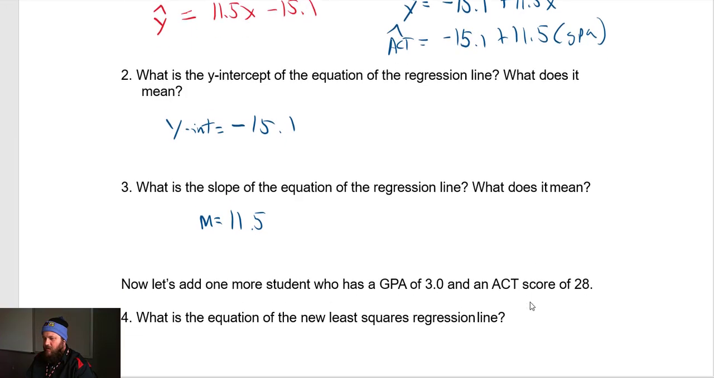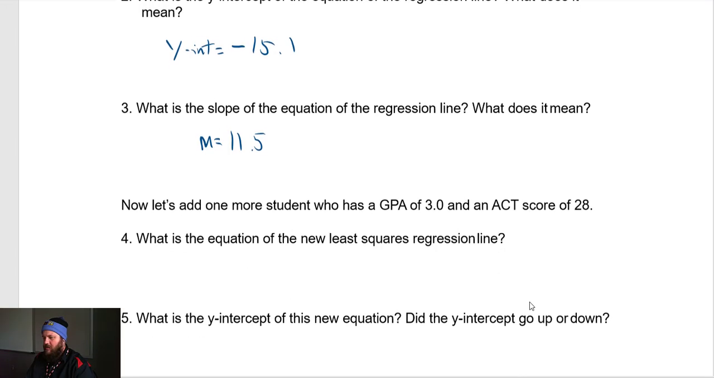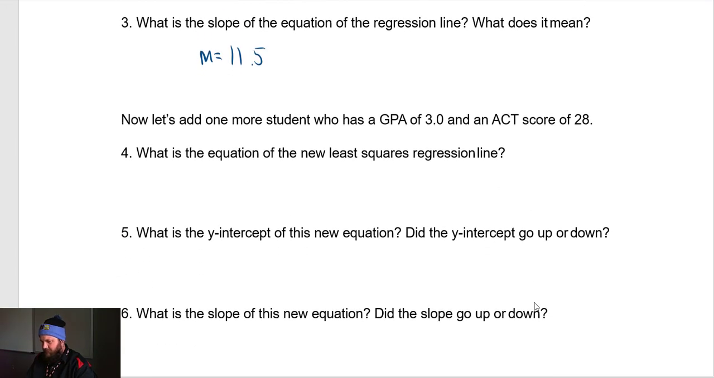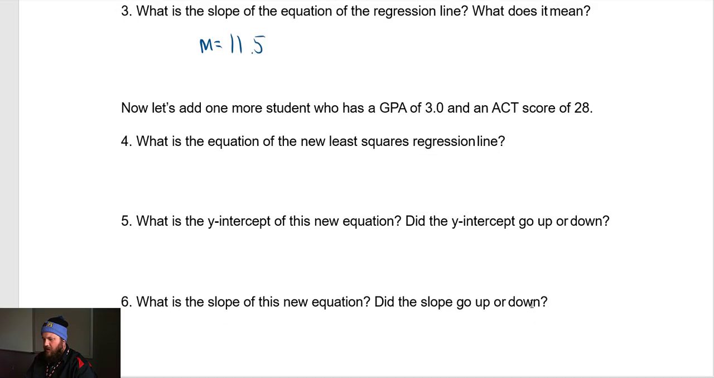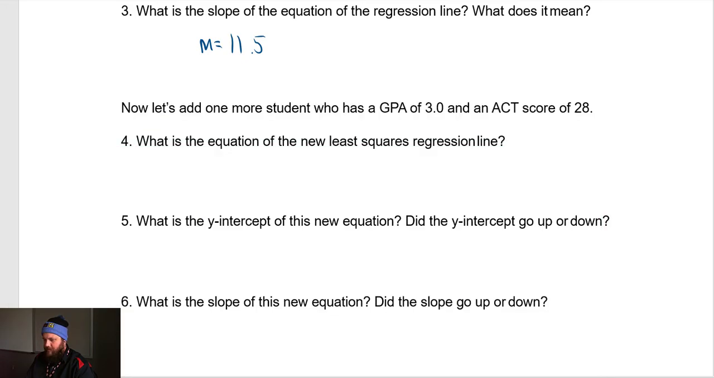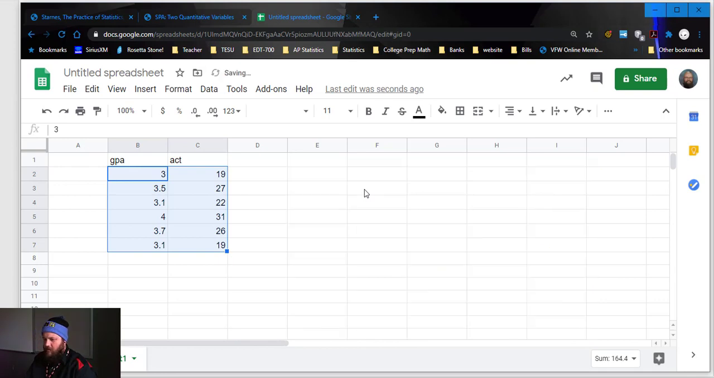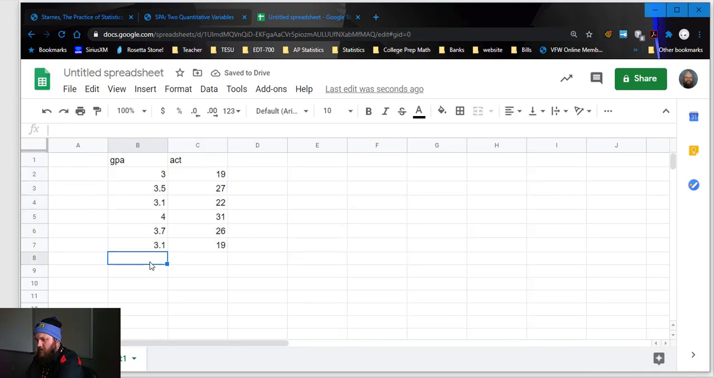Now let's add one more student with a GPA of 3 and an ACT score of 28. What is the new equation? Again, it wants us to add in these values. So we simply add 3.0 and 28. So we added that to our list.